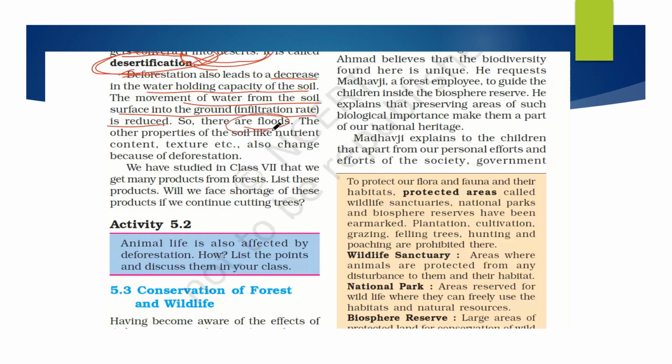So there are floods, just now we have told, and the other properties like soil, the nutrient content, the texture also change because of deforestation. So we have already studied in class 7 that we get many products from forest. List these products. Will we face shortage of these products if we continue cutting trees? This is a very important question.